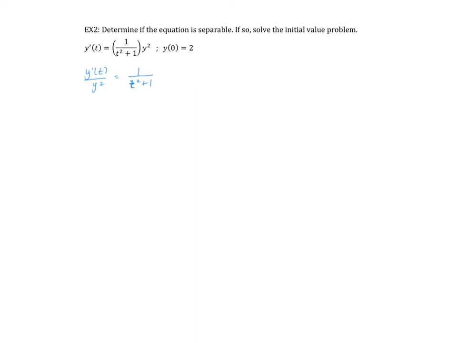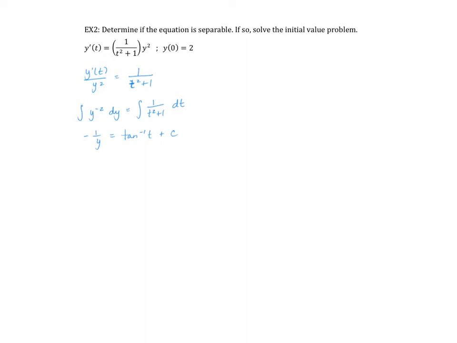And this becomes the integral of y to the negative 2 dy equals the integral of 1 over t squared plus 1 dt. And now on the left-hand side, I have negative 1 over y is equal to, so on the right-hand side, that's tangent inverse. So this is going to be tangent inverse of t plus our constant c.